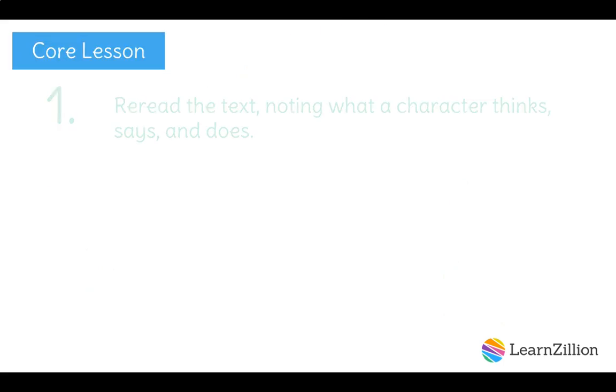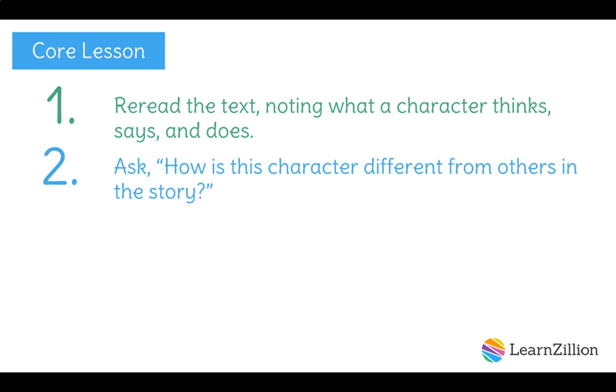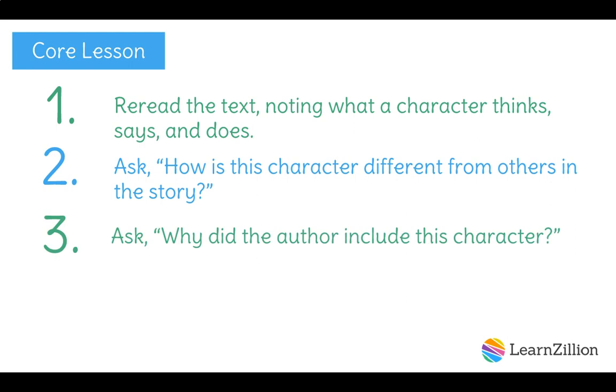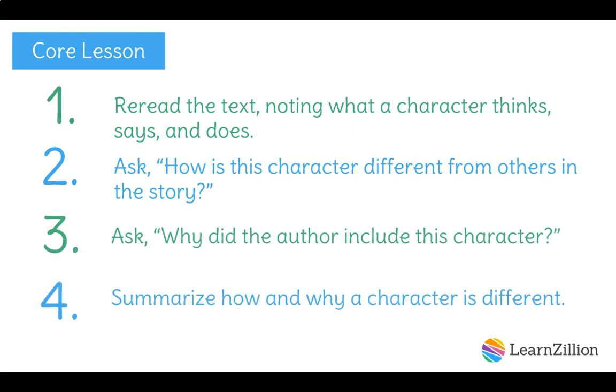In order to do that, we'll follow these steps. Reread the text, noting what a character thinks, says, and does. Next, we'll ask, how is this character different from others in the story? Then we'll ask, why did the author include this character? And finally, we'll summarize how and why a character is different.